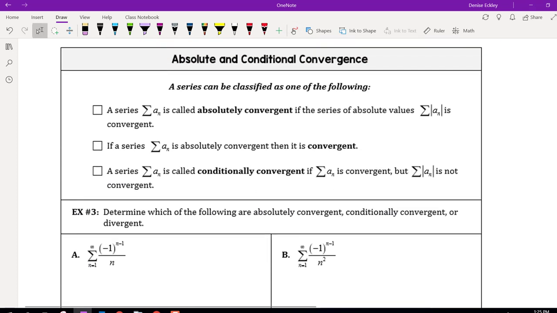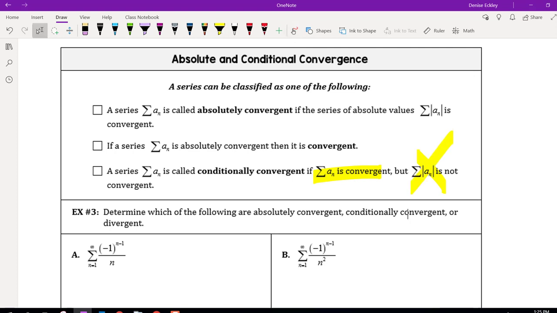And finally, what is the difference between absolute and conditional convergence? So we can classify series in several ways. One, divergent. The second one is absolutely convergent. And if it's absolutely convergent, we know this because the absolute value of the series is convergent. If a series is absolutely convergent, then we know it's just convergent. And it's conditionally convergent if the series itself is convergent, but the absolute value is not convergent.